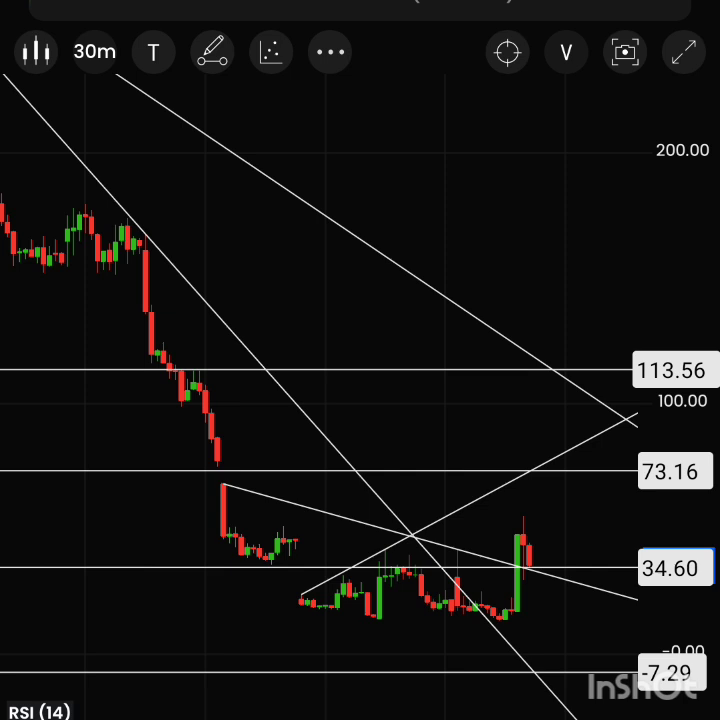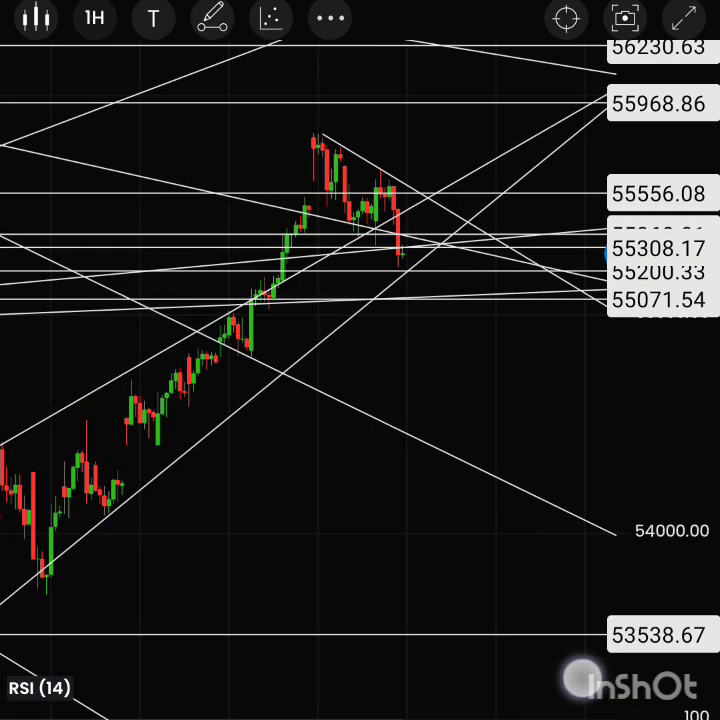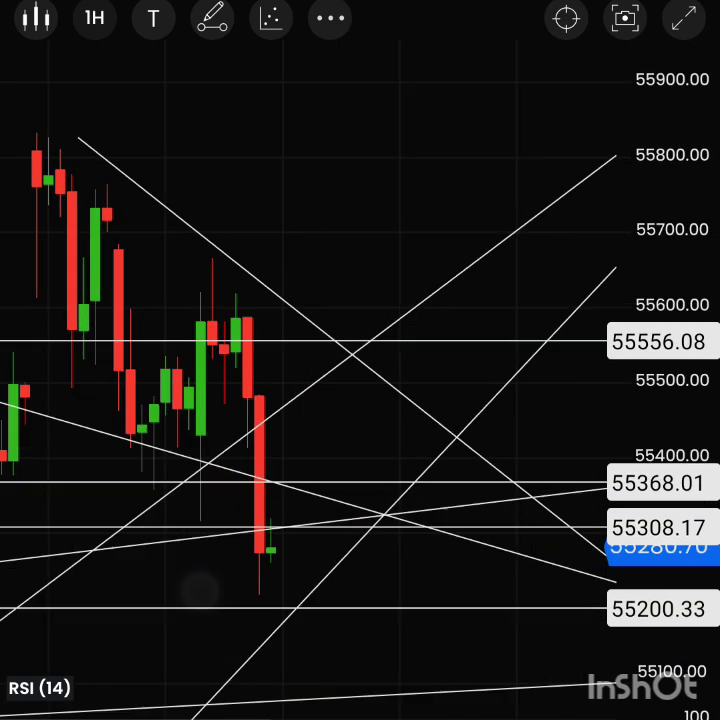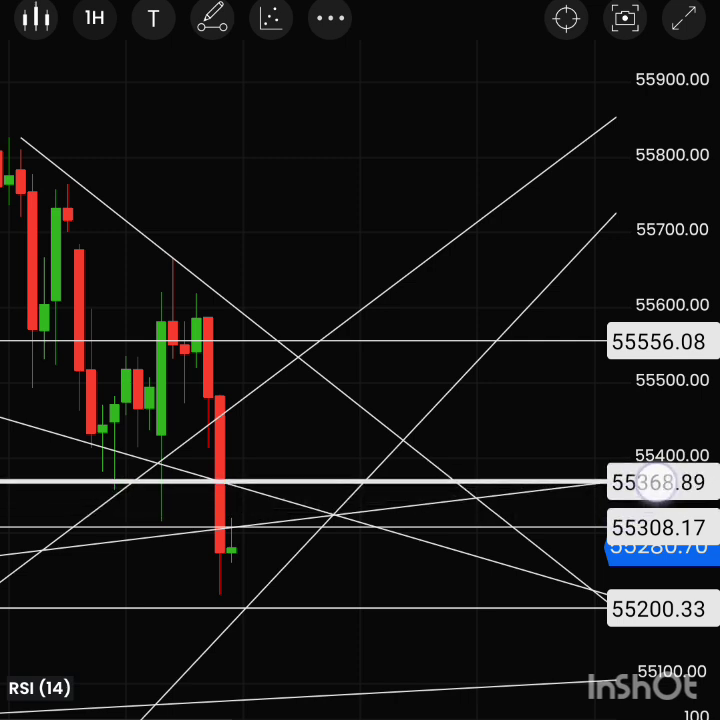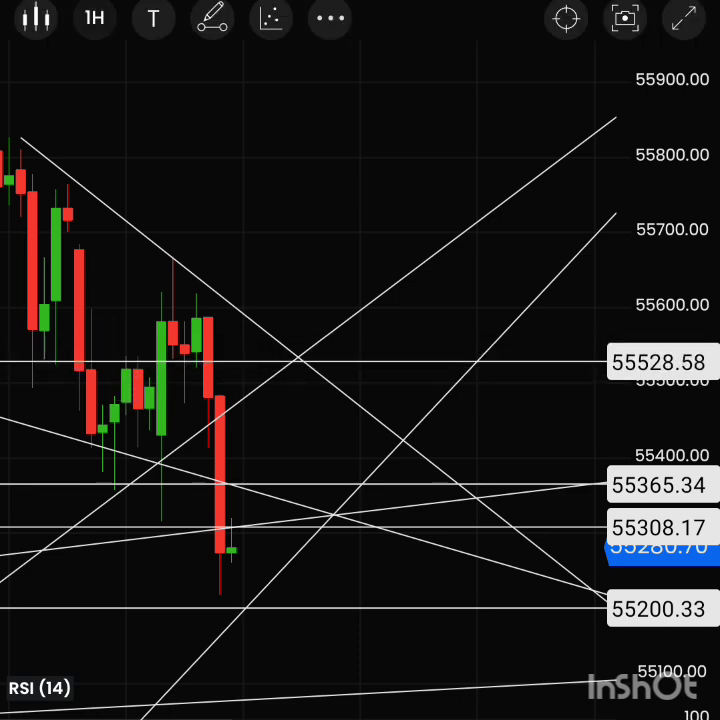So now let's check Bank Nifty. Bank Nifty yesterday also closed slightly negative, but it is still holding the downside support around 55,200. You can see this is the same as Nifty. This was the rising channel of Bank Nifty, and if we cross this one, that means around the 55,365 to 370 range, then we will have a slightly upside movement, and this can lead towards the 55,528 to 530 range.